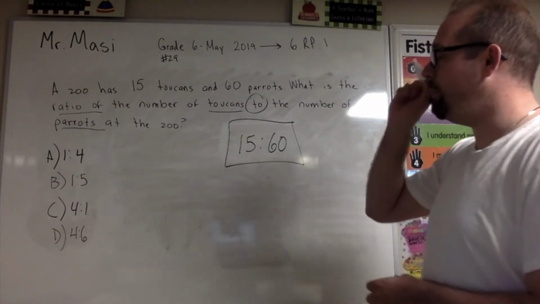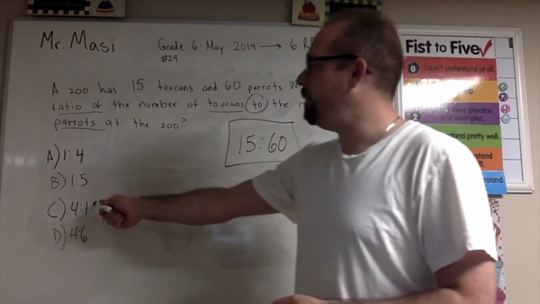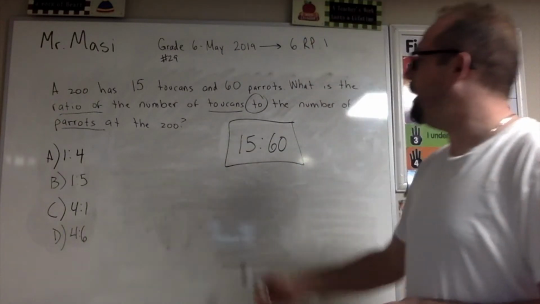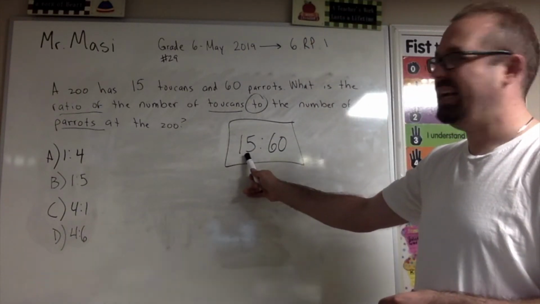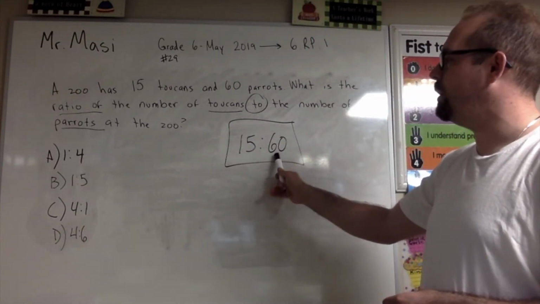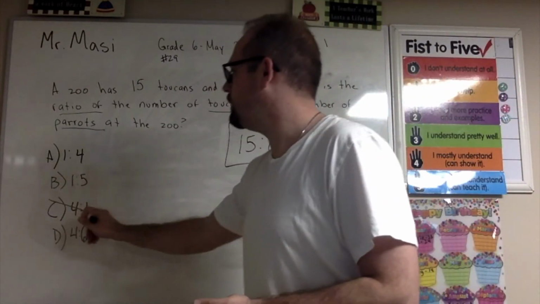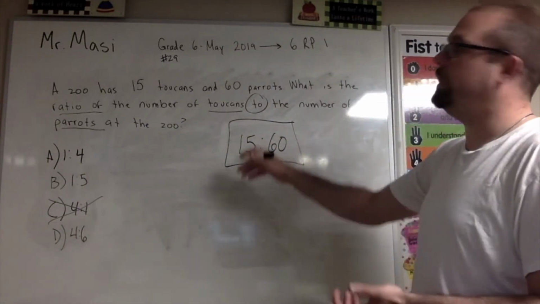So let's see, I can automatically get rid of C, and here's why. Because if I were to do C, that means this number, 15, is 4 times bigger than 60. Well, that's definitely not the case. Let's see if it could be the other way around.